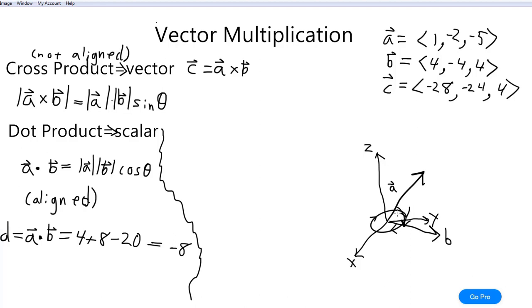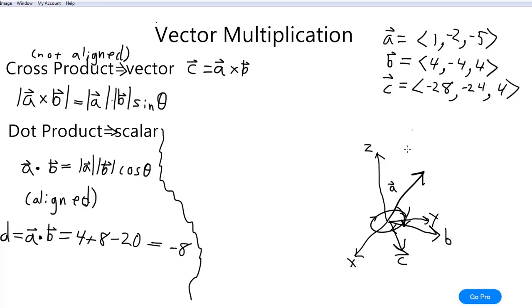So really curl your hand in this direction, and in the end, your thumb is going to point down this way. So really, this is the C vector in the end. So it's A crossed with B gives you C. So curl your right hand in this direction, and your thumb will point in C.